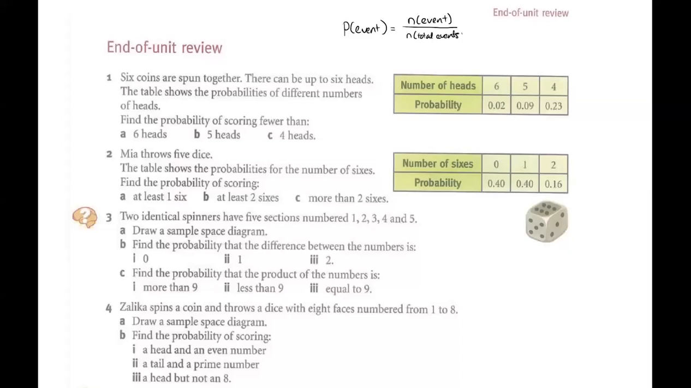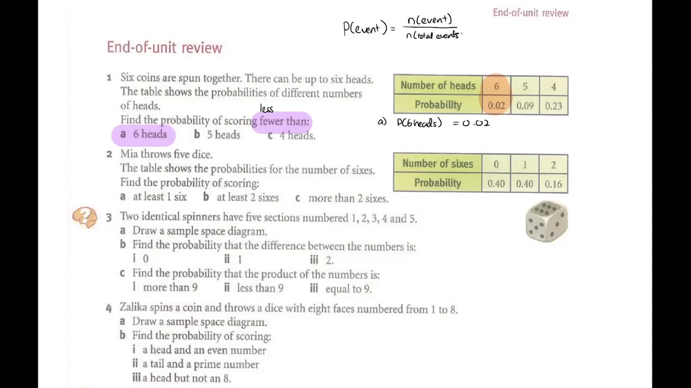So let's look at the first question here. It says 6 coins are spun together. It means you take 6 coins and spin them. There can be up to 6 heads. The table shows the probability of different numbers of heads. Find the probability of scoring fewer than 6. Less than 6 heads. So the maximum amount you can get is 6 heads. So this is the probability of 6 heads.